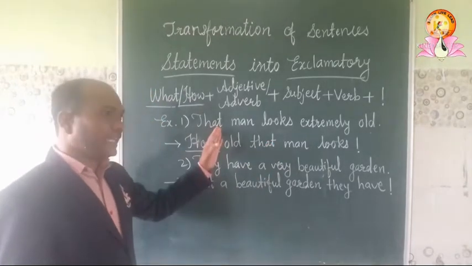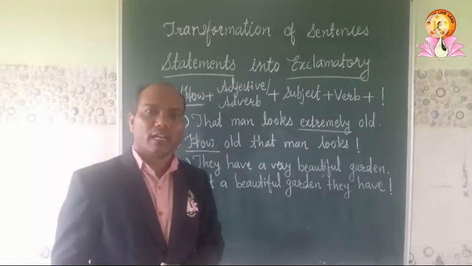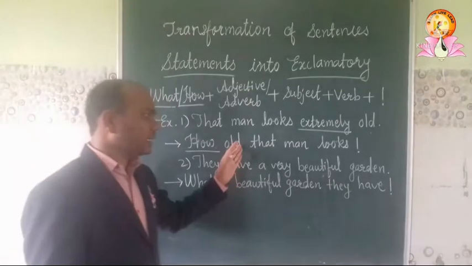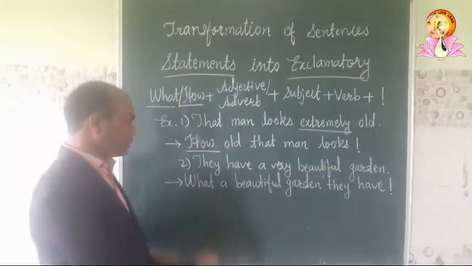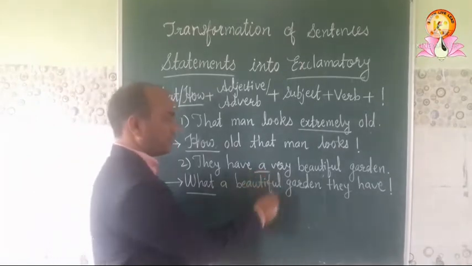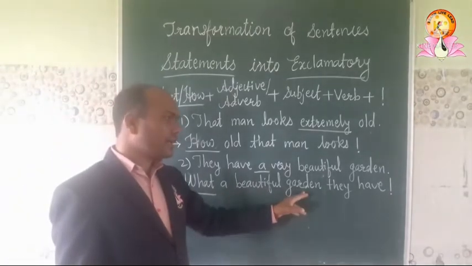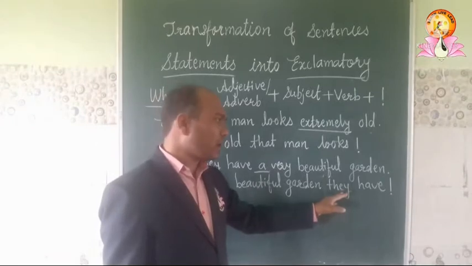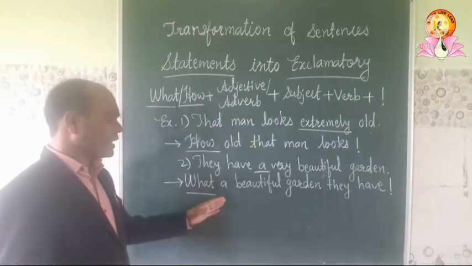Here, if in the given statement, words like extremely or very, such adverbs, are given, we have to omit them while changing that statement into an exclamatory sentence. Next example. They have a very beautiful garden. Answer. Here, it begins with what, because in the given statement, there is a. So here, what. After that, the adjective: a beautiful, then garden. After that, there is the subject, they. They is followed by have, the verb, and it also ends with an exclamation mark. In this way, we can write the answer.